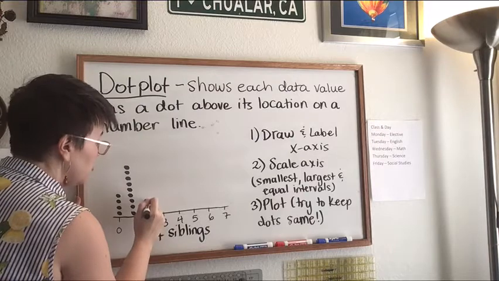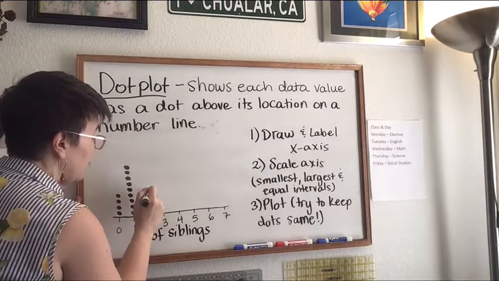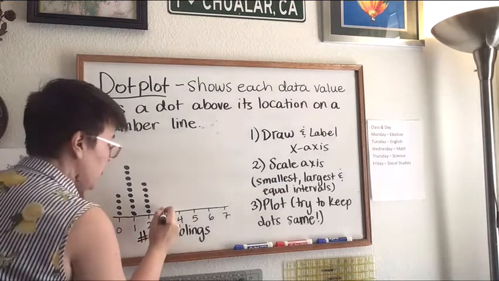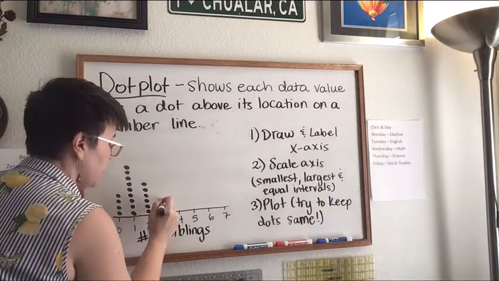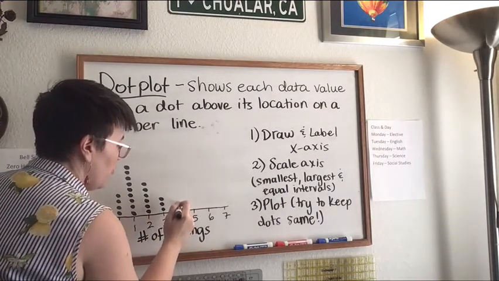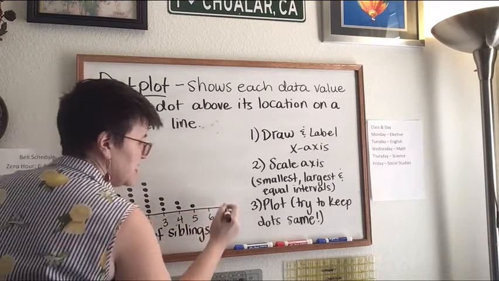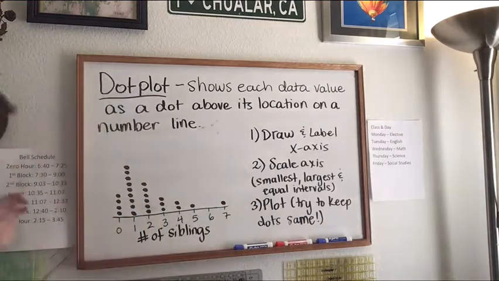And for you guys, you're mostly going to be looking at these after they're already created and trying to read the data. All right, then I had 3 people that had 3 siblings. There were 2 people with 4 siblings. There was 1 person with 5 siblings. There was no one with 6 siblings. And then there was 1 person with 7 siblings.